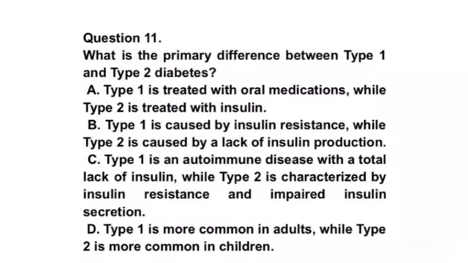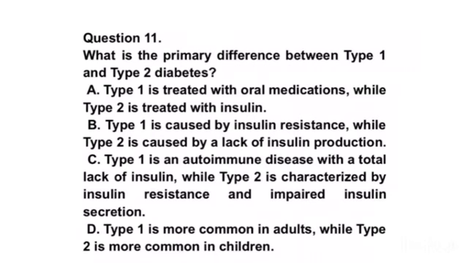Question 11. What is the primary difference between type 1 and type 2 diabetes? A. Type 1 is treated with oral medications, while type 2 is treated with insulin. B. Type 1 is caused by insulin resistance, while type 2 is caused by a lack of insulin production. C. Type 1 is an autoimmune disease with a total lack of insulin, while type 2 is characterized by insulin resistance and impaired insulin secretion.